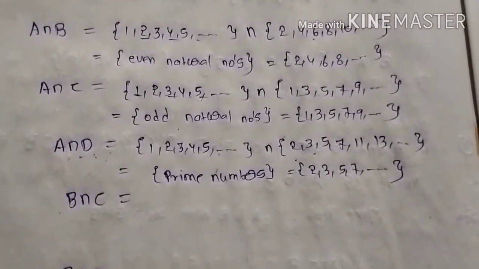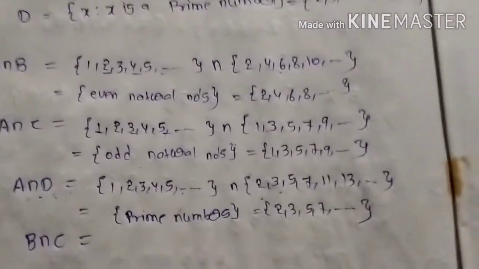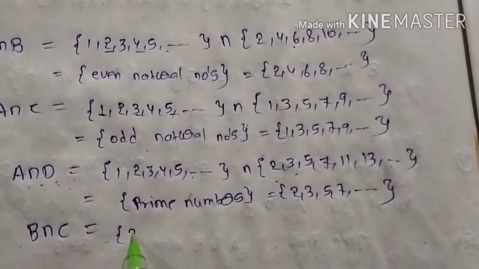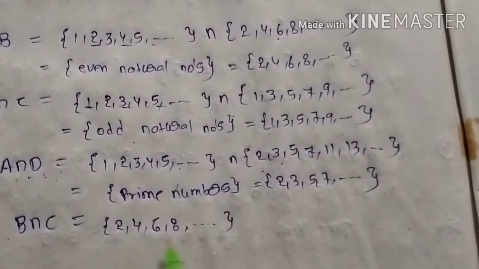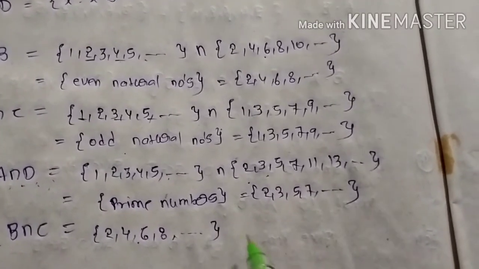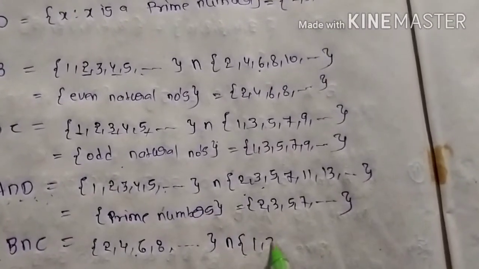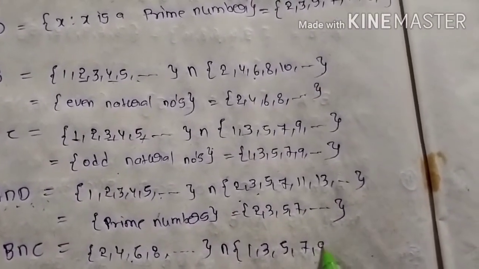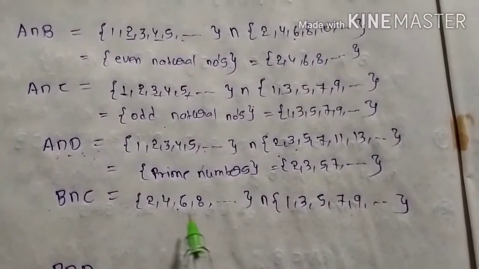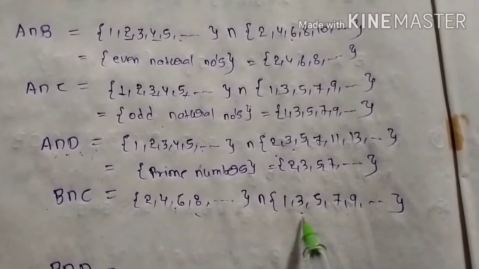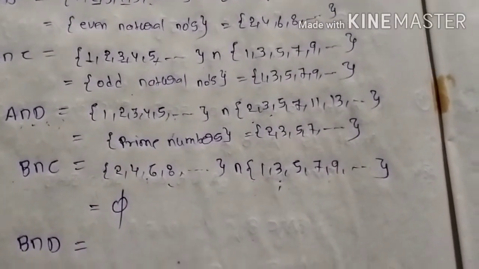Next one here, B intersection C. B means which set here? B is the set of even natural numbers. Yes or no? For easiest purpose, I am writing here numbers. We can do direct problem also. Even natural numbers means 2, 4, 6, 8. Intersection C means, C is the odd natural numbers, 1, 3, 5, 7, 9 and so on. Is there any common numbers? These are all even numbers, these are all odd numbers. Is there any common? There is no common element in both the sets. That means it is a null set. Yes or no?